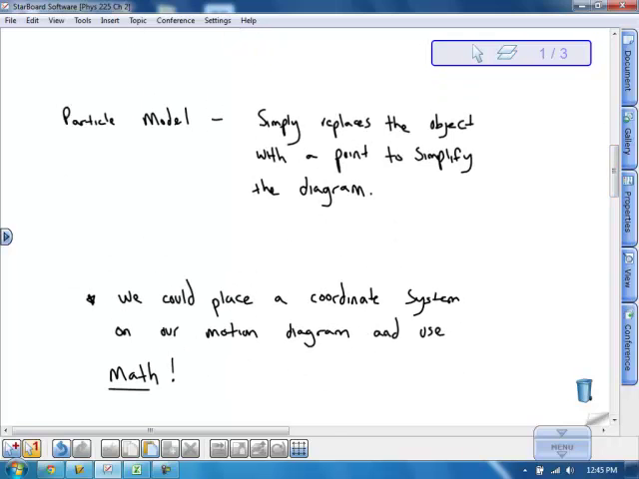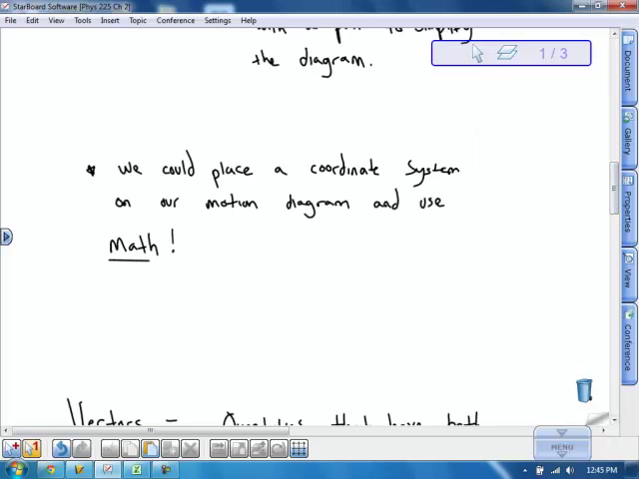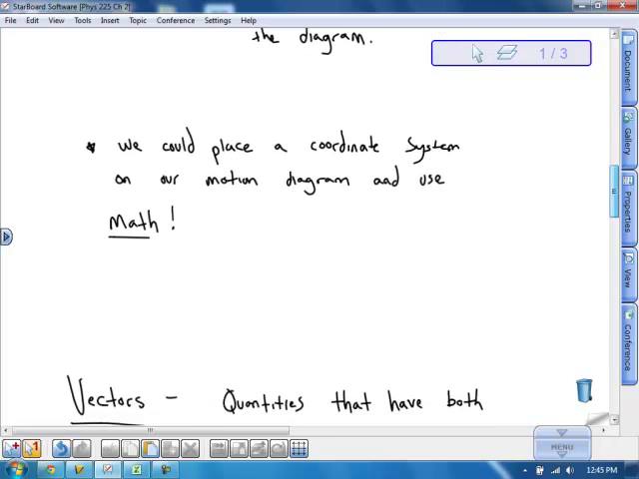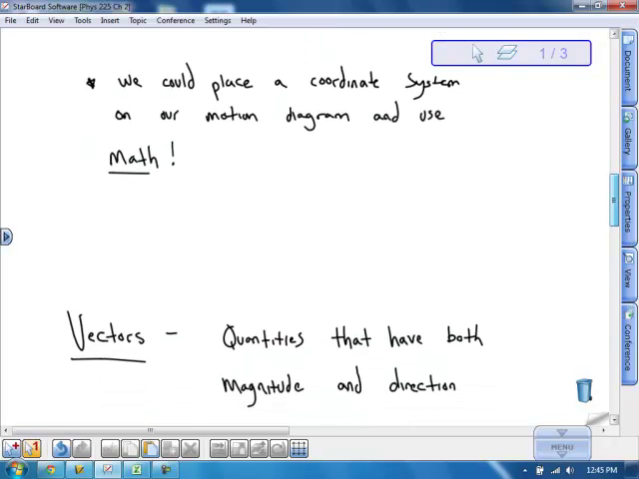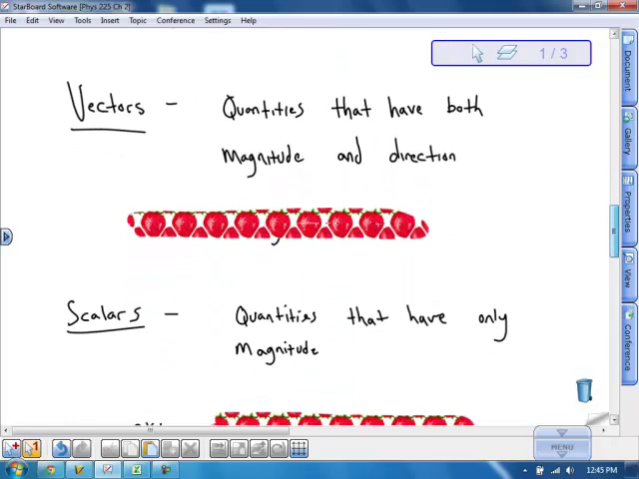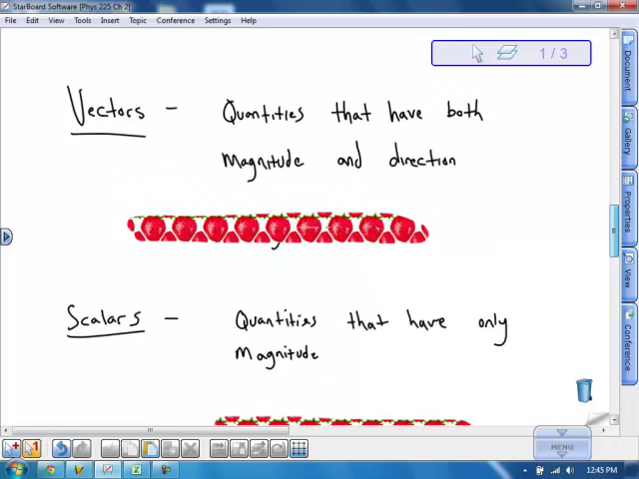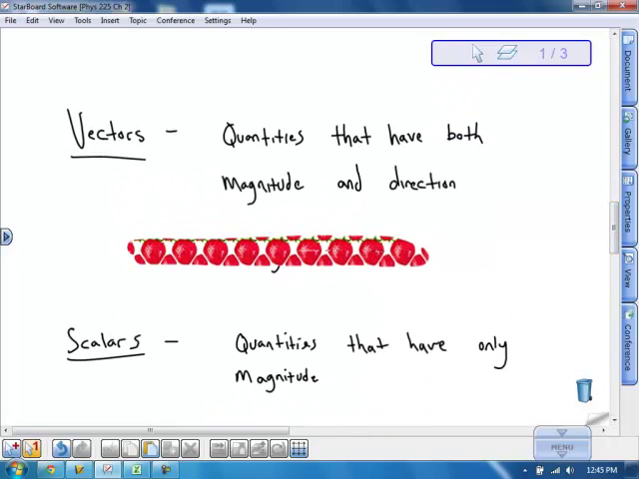Particle model simply replaces an object with a point. Okay, and we can also put a coordinate system on here and use some math and some formulas and functions to solve these problems. Okay, we need to know two things, vectors and scalars. We need to know what the difference between them is. Vectors are quantities that have both magnitude and direction.